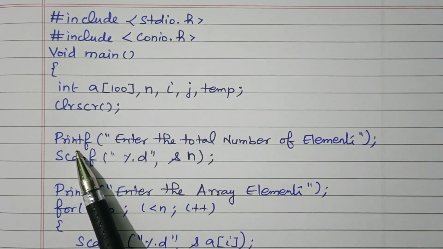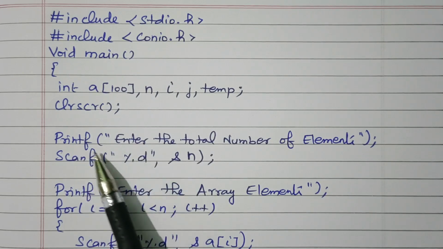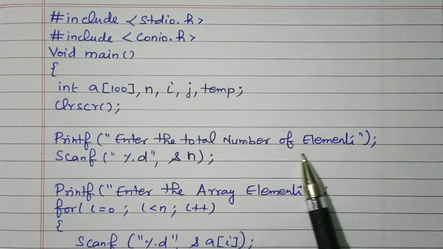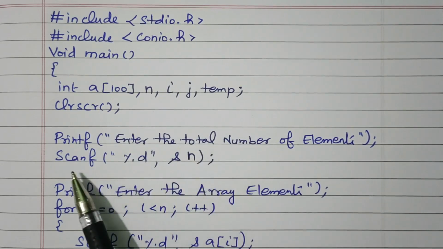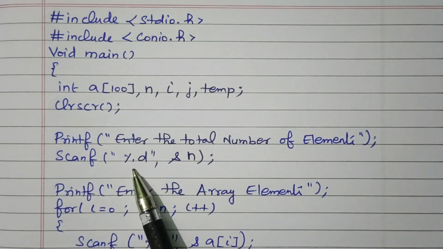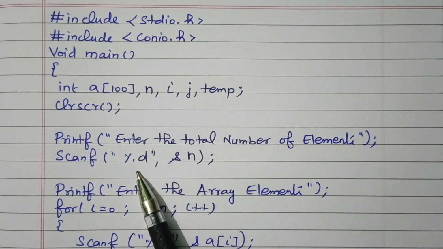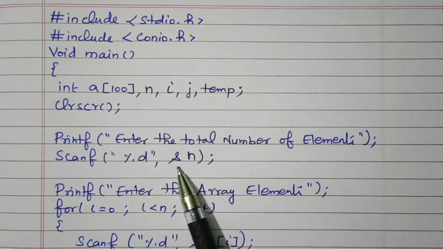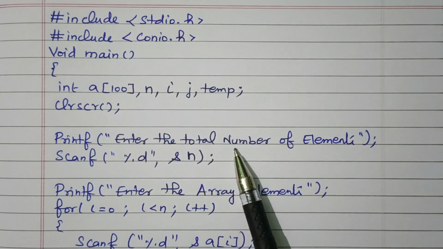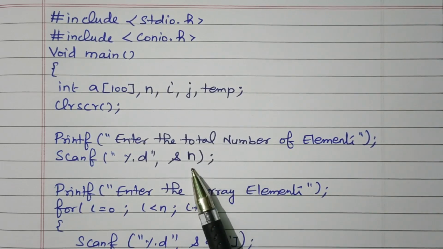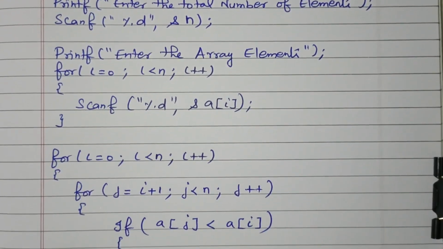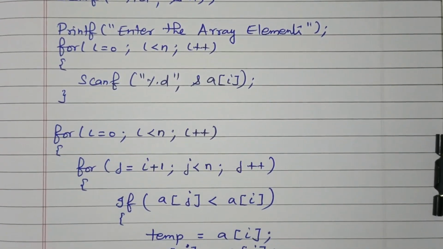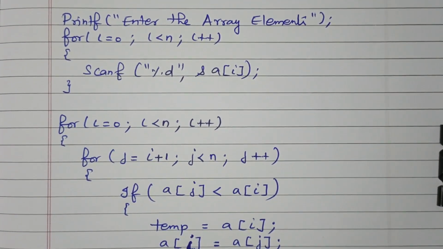First we need to get the total number of elements from the user. Printf, enter the total number of elements, right? How many elements? The user will enter the number that is scanned by scanf, %d and &n. %d refers to an integer number, and &n means the address of n, right? So what the user entered as the total number of elements is stored in n. Now we need to get the elements. Then we need to ask the user to enter the elements.